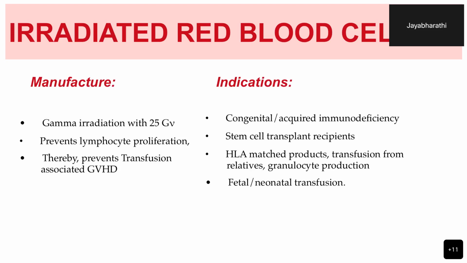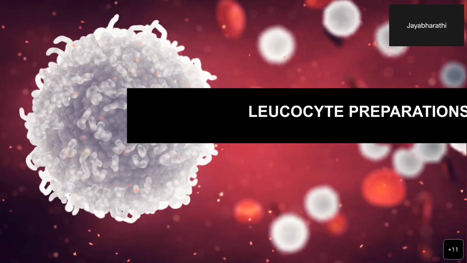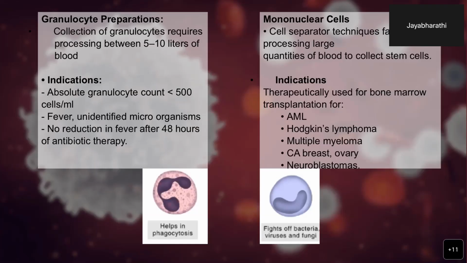Coming to the leukocyte preparation. Leukocyte preparations include granulocyte preparations and mononuclear cells. Granulocyte preparations include collection of granulocytes, which requires processing 5 to 10 liters of blood. Indications include absolute granulocyte count less than 500 cells per ml, fever, unidentified microorganisms, and no reduction in fever after 48 hours of antibiotic therapy. Next comes the mononuclear cells.